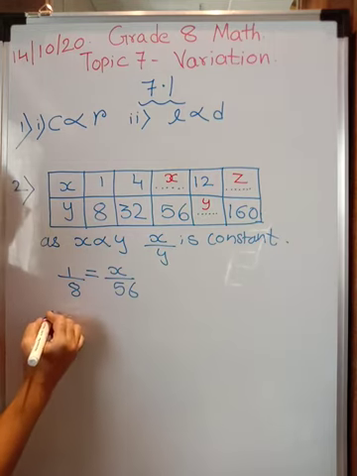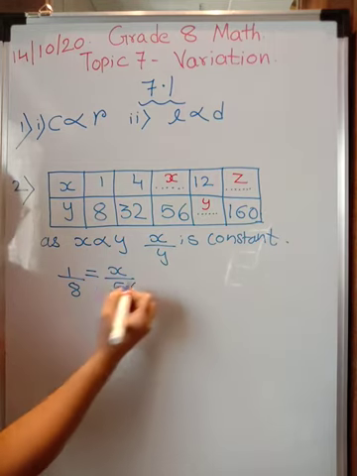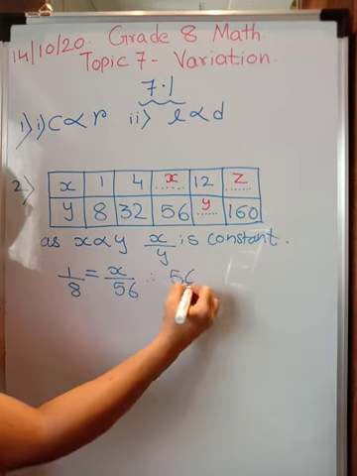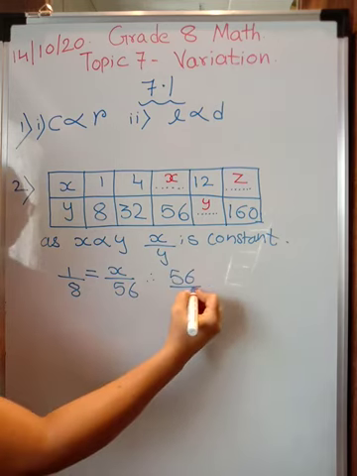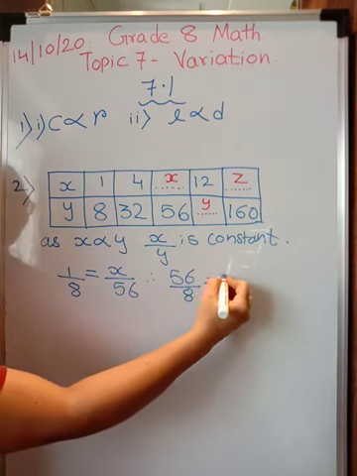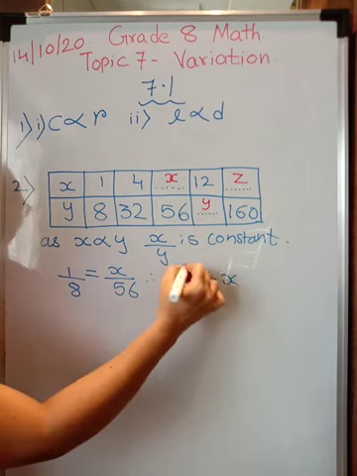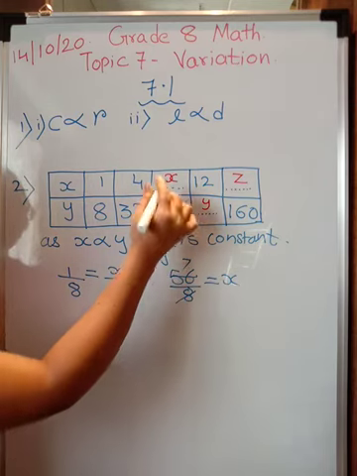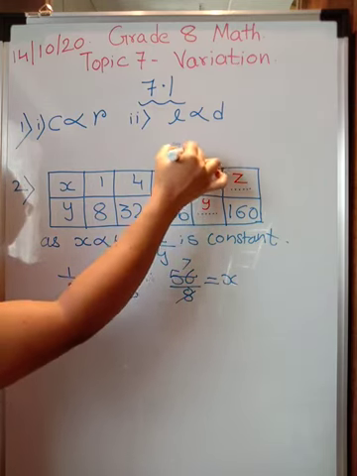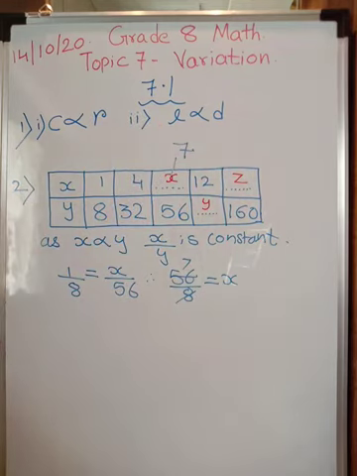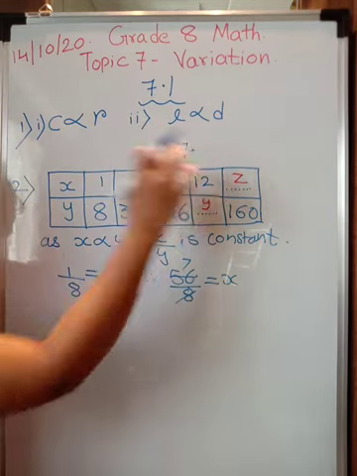So 56 will go over here, upon 8 is equal to X. 8 ones are 8, and 8 sevens are 56. So X we got as 7. Similarly, this ratio is constant over here also.